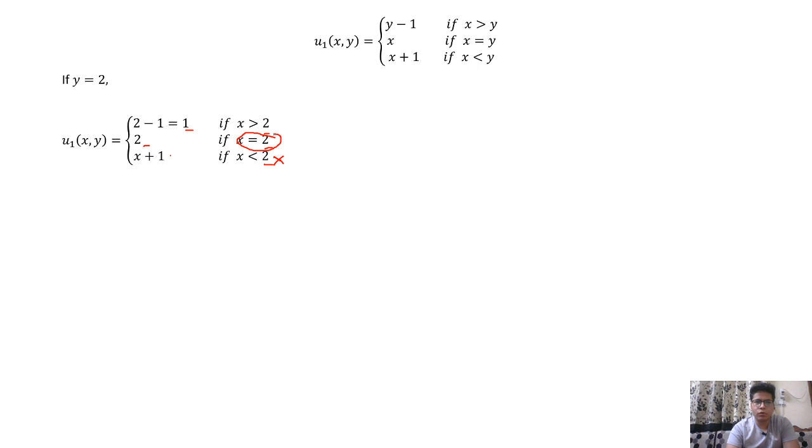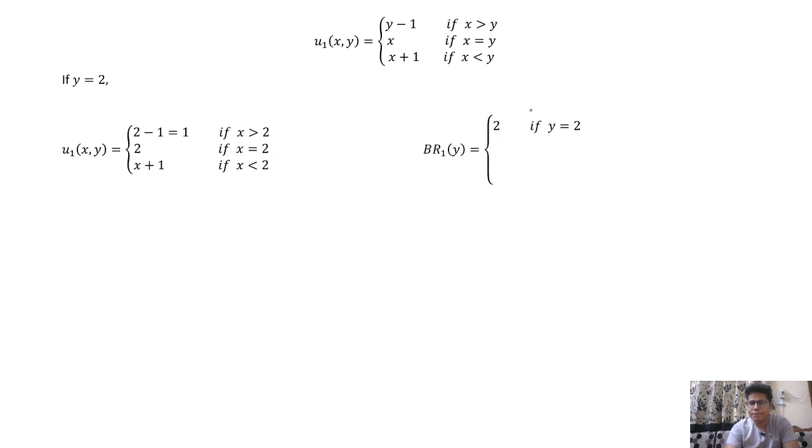So my best response is 2, or the first player's best response is 2, given the second player's strategy is to choose 2. So 2, given that y is equal to 2.